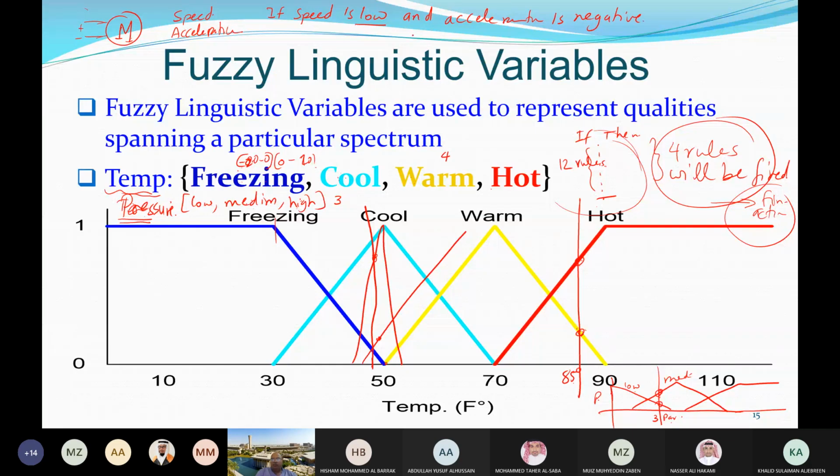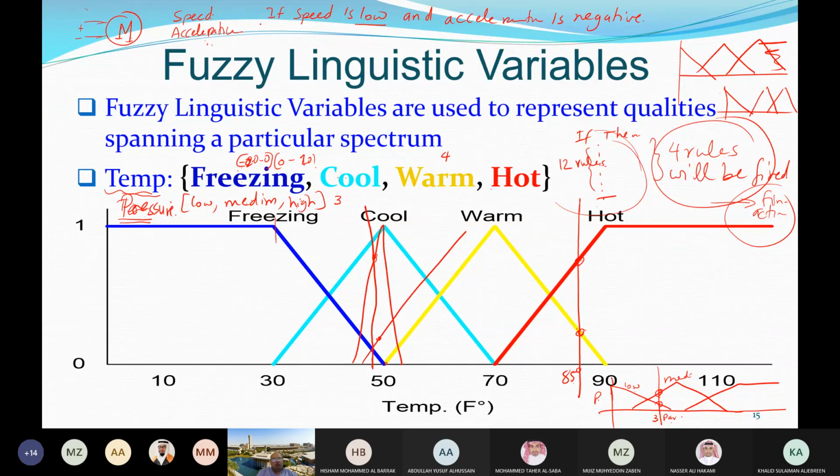I can define the speed as low, medium, high. And I can also define the acceleration as negative, zero, positive. These are the values of these two linguistic variables. Is it clear, ya Abdullah? Yes.